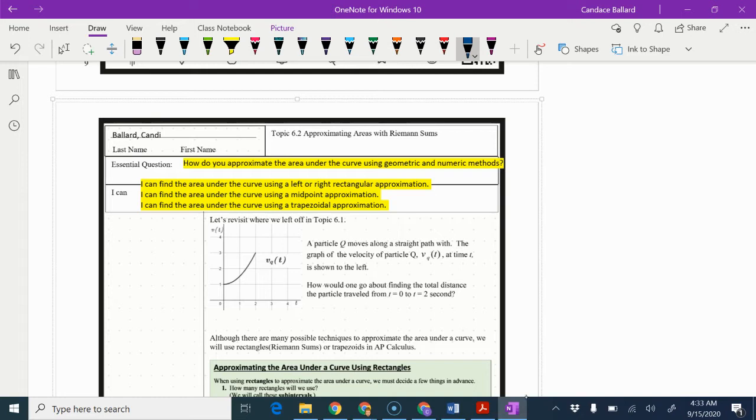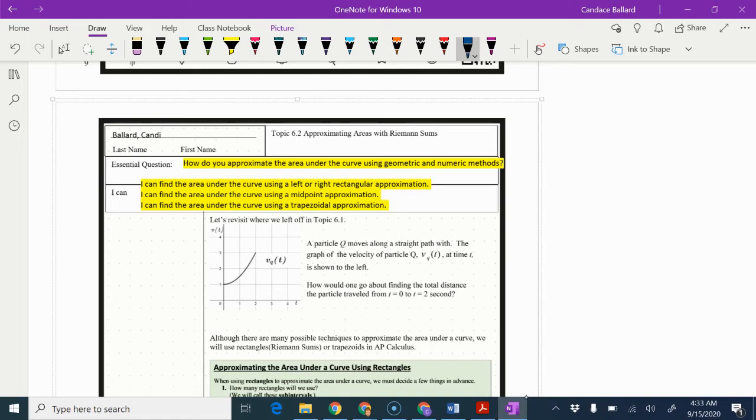So yesterday we ended with this question: a particle Q moves along a straight path. The graph of the velocity of the particle Q, v sub Q of t, at time t is shown at the left. How would one go about finding the total distance traveled from t equals 0 to t equals 2? And yesterday we had some really nice geometric shapes in there. But today it's a curve.